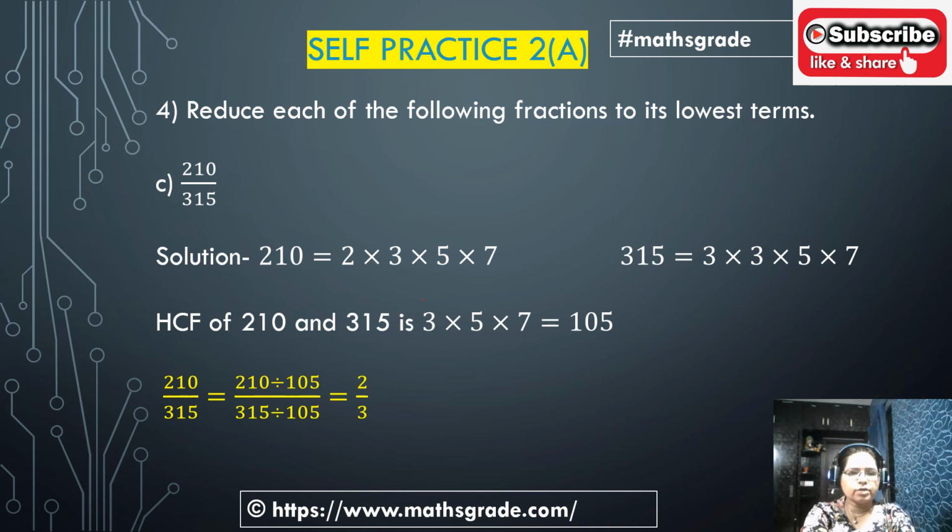So we've learned that when we reduce a fraction to its lowest terms, first we have to find the highest common factor. After getting the highest common factor, we have to divide the numerator and denominator of the fraction by the highest common factor, and the fraction that we get after dividing is the lowest terms of that fraction.